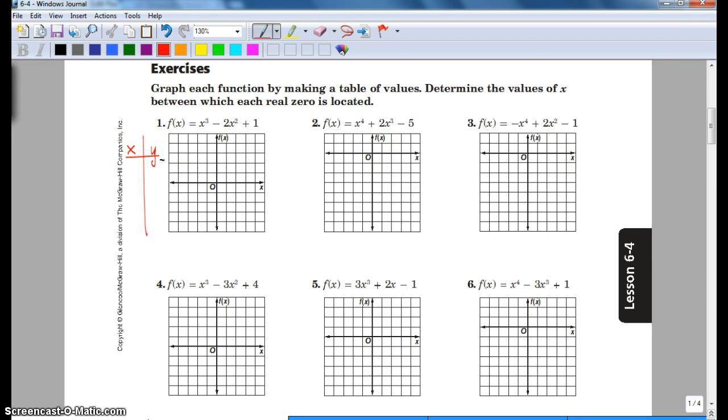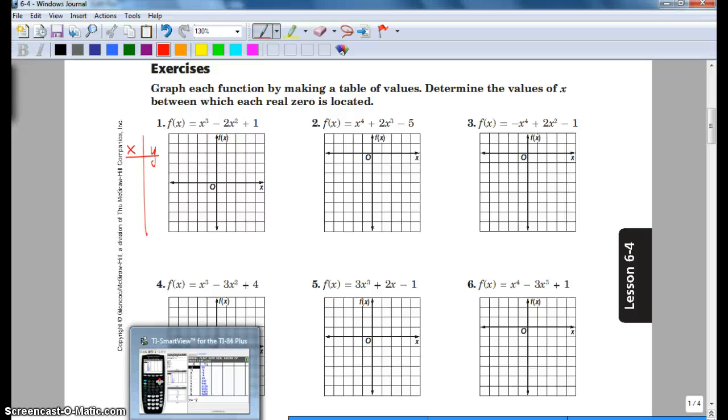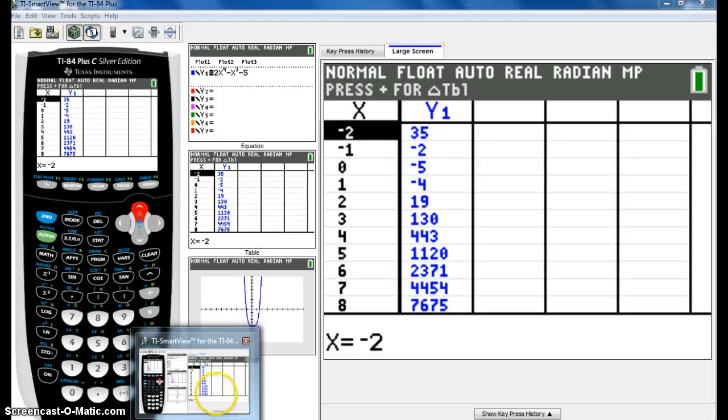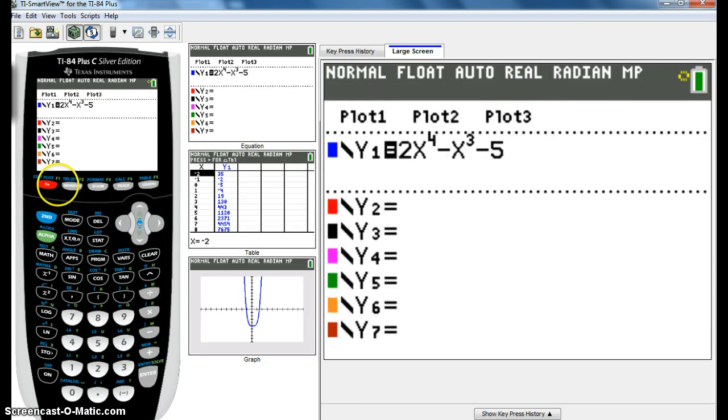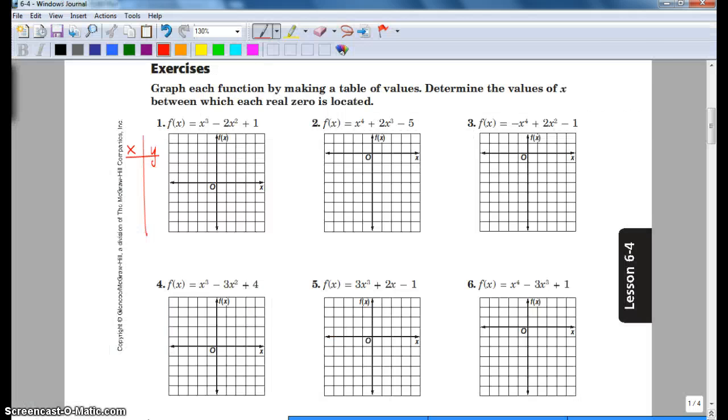Now, I will say that when making an xy table on your own, without the assistance of a graphing calculator, it does become a bit daunting to decipher what values are going to work for you. So I'm going to use the graphing calculator to help us out, typing in our function, x cubed minus 2x squared plus 1. So I'm going to clear this. X to the third minus 2x squared, and then again plus 1.